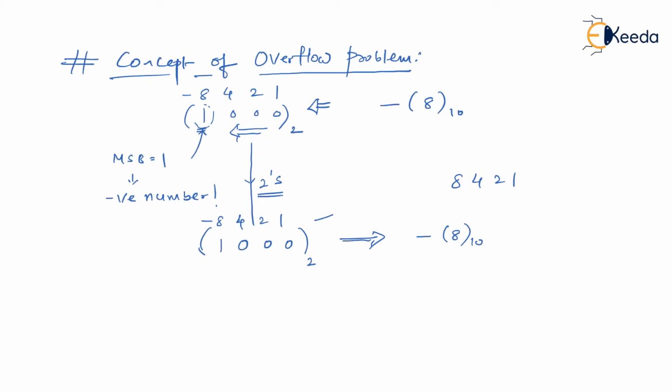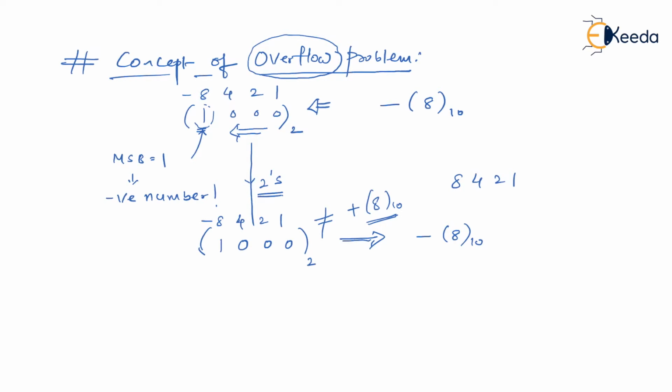So even after taking 2's complement, the representation is not equal to positive 8 to the base 10. So the theory that I said, that complementing the number negates the value, is going wrong. And if something wrong is happening in the context of this 2's complement representation, this problem is called the overflow problem.